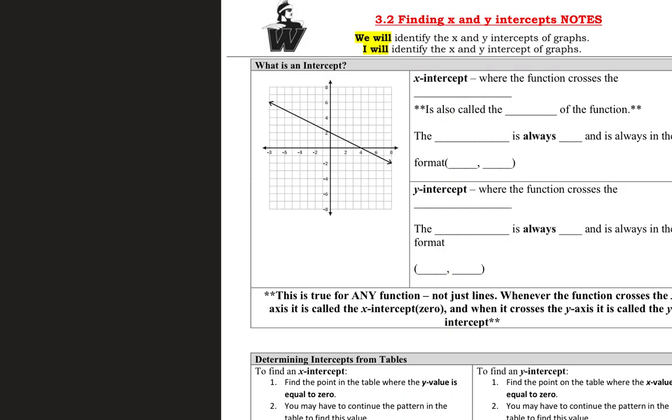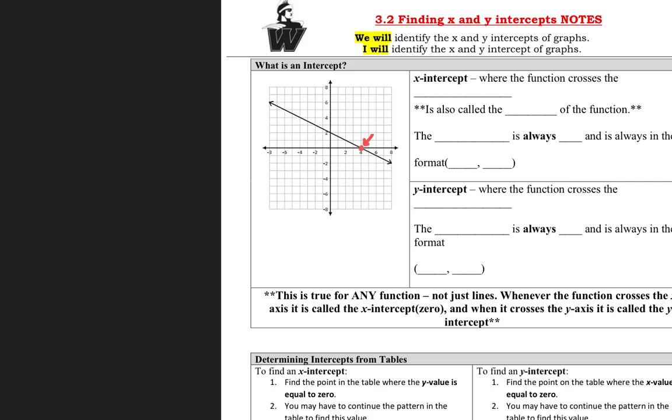So we're going to look and identify the x and y intercepts on the graphs. We'll get into identifying it through the equation later, but for now we're just going to do the graphs. All right, so it says the x-intercept is where the function crosses the x-axis, okay? So you're going to be looking for where it crosses the x-axis. So for instance here, that would be your x-intercept, okay? It's also called the zero. It can be the zero, it can be the solution, and it can be a root. For you guys, we're going to focus on the zero first.